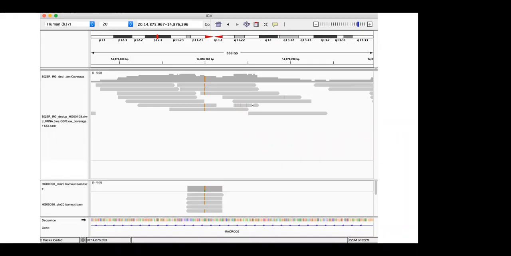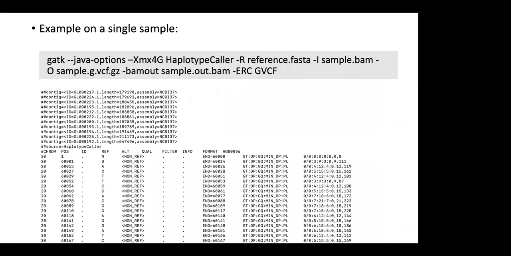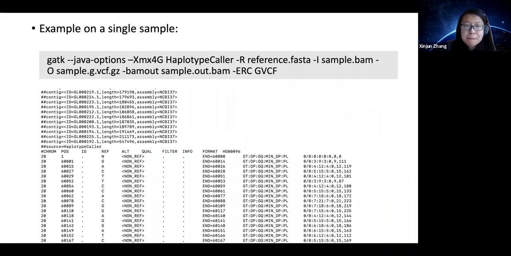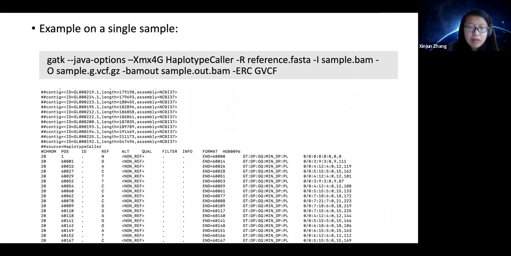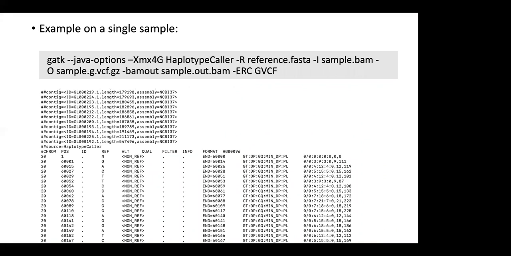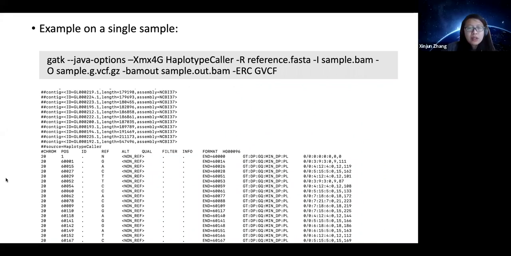I have a question. Can you go to the previous slide? You said this is a GVCF file, right? Yes. A GVCF file should have all the positions, 60,001, 60,002, and so on, right? Mm-hmm. So why is there 60,027, 28 is missing, and 29 is there?